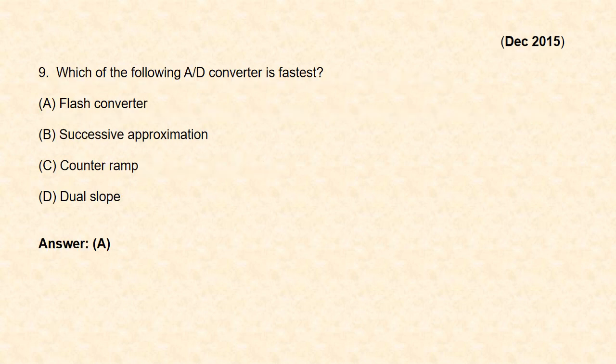Next question. This question was also asked in December 2015. Which of the following analog to digital converter is fastest? Flash converter, successive approximation, counter ramp, dual slope. As we all know that flash type converter is the fastest analog to digital converter. So option A is correct.